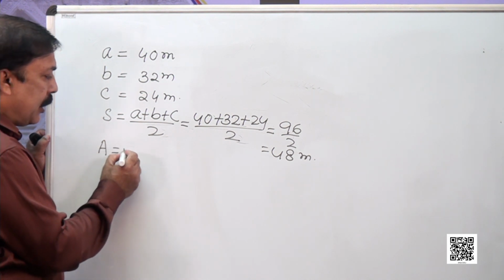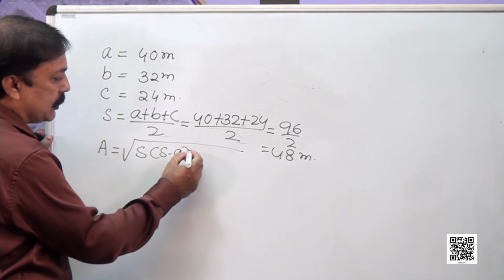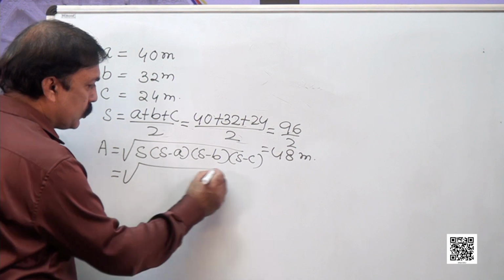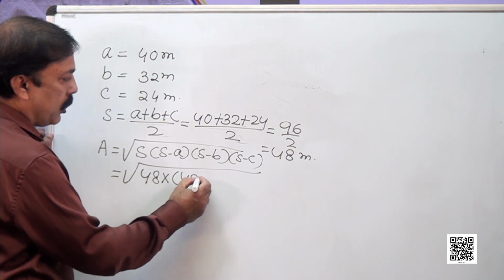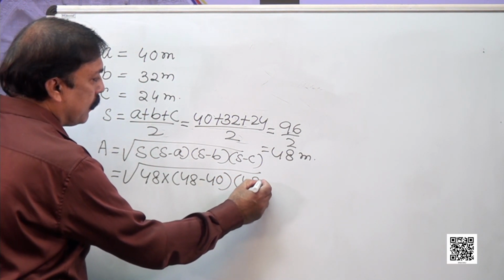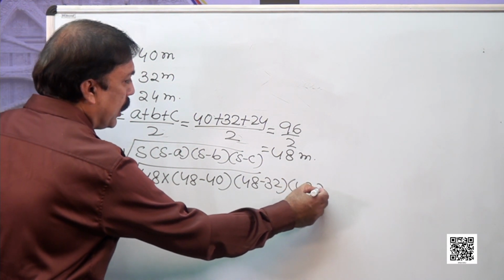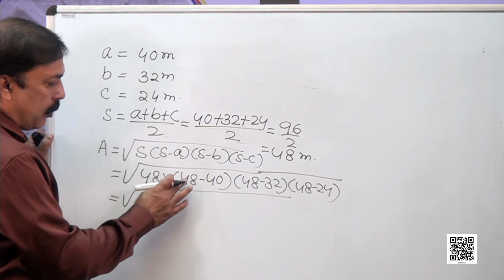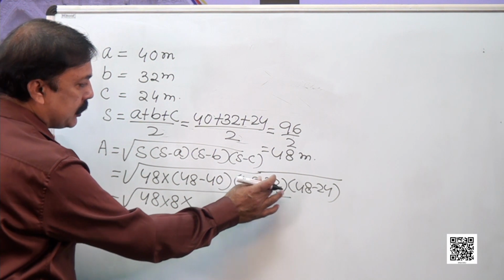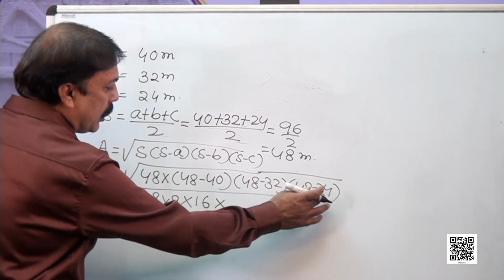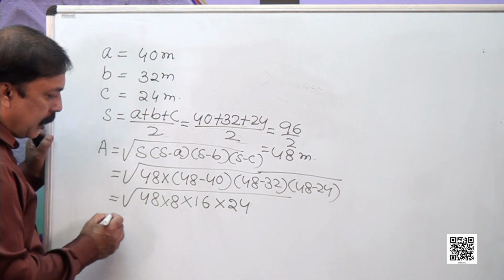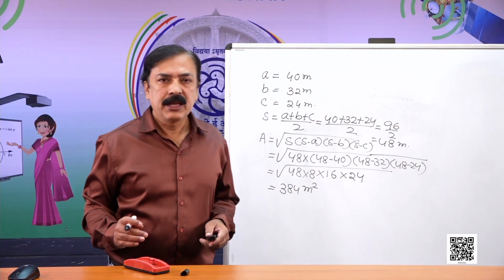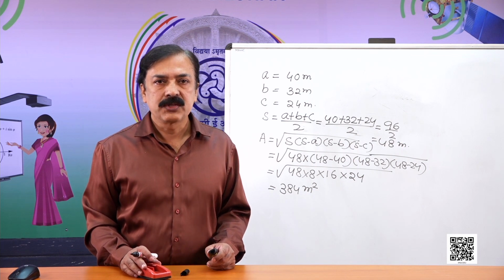Then what is the area? Area is equal to square root of S into (S minus A) into (S minus B) into (S minus C). Now see, this is square root of 48 into (48 minus 40) into (48 minus 32) into (48 minus 24). We can write this as 48 into 8, 16, and 24. If you solve this, we can get 384 meter square. That means the area of this park is 384 meter square.